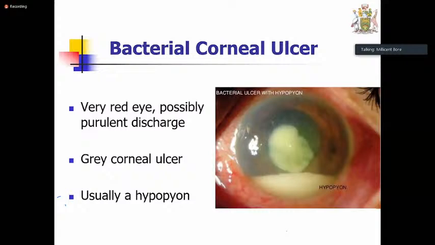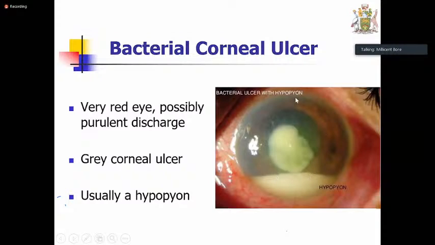So bacterial corneal ulcers present with red eyes, purulent discharge, and if you look at this image, this is what is called a stromal infiltrate. It's like having a collection of pus within the stroma. And if you look into the eye, you can shine a torch and you'll see that there's a collection of pus in the anterior chamber.